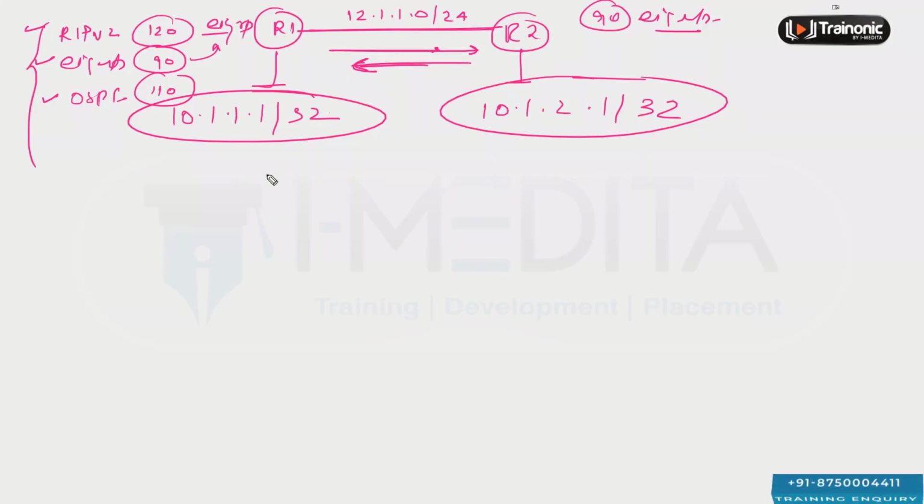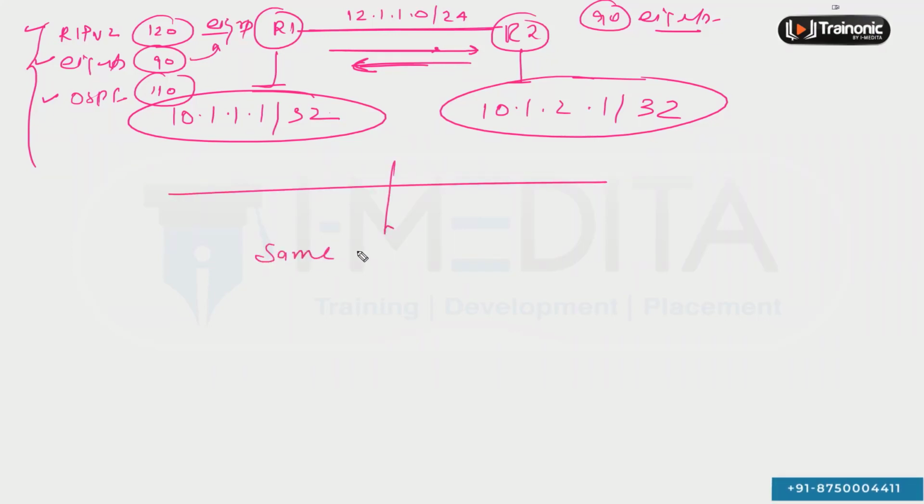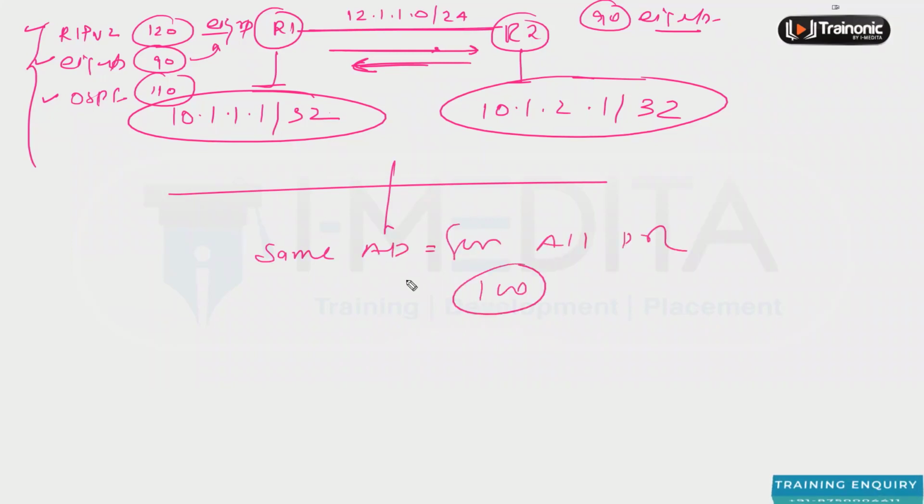My question is, what if I configure the same AD value for all the protocols? Let's say 100. I went under router RIP and configured distance 100. I went under router EIGRP and configured distance 100. I went under router OSPF and configured distance 100. Then which path will it choose?